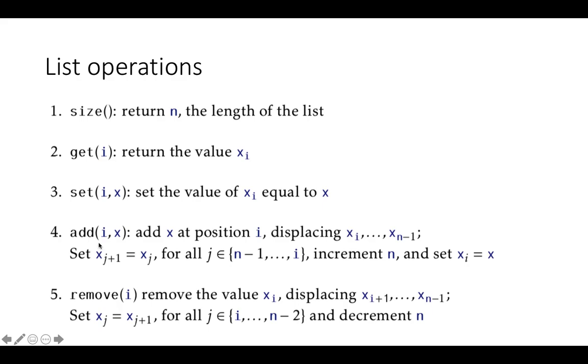If I make add i, x, then I will add a new element in position i, and I will shift all the elements after this element to the right. If I remove i, then it will remove x_i. It will remove the data in position i, and it will shift left all the elements after this element.